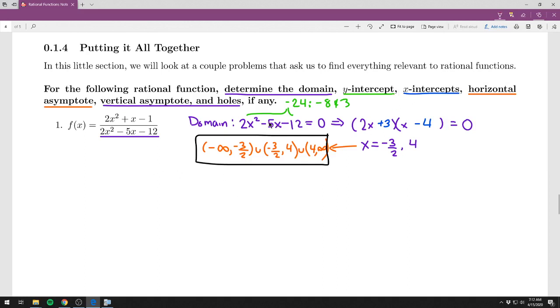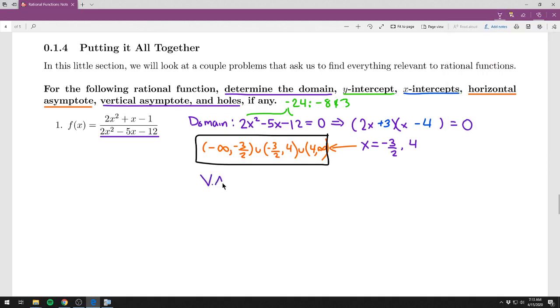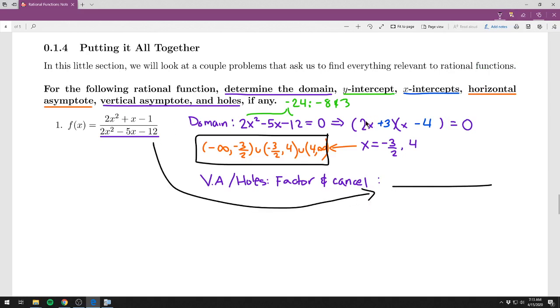Right, and then the thing that goes along with that, the vertical asymptotes and the holes. We need to factor and cancel everything. And especially if you do enough of these, you realize once you factor it, you can directly see what may or may not cancel, and you don't actually need to physically cancel them. So we already factored the denominator, which was 2x plus 3 and x minus 4.